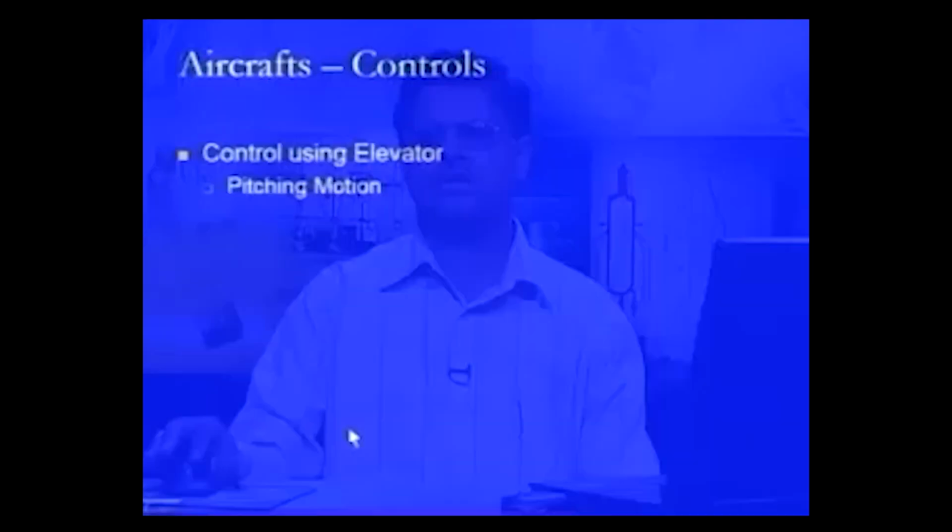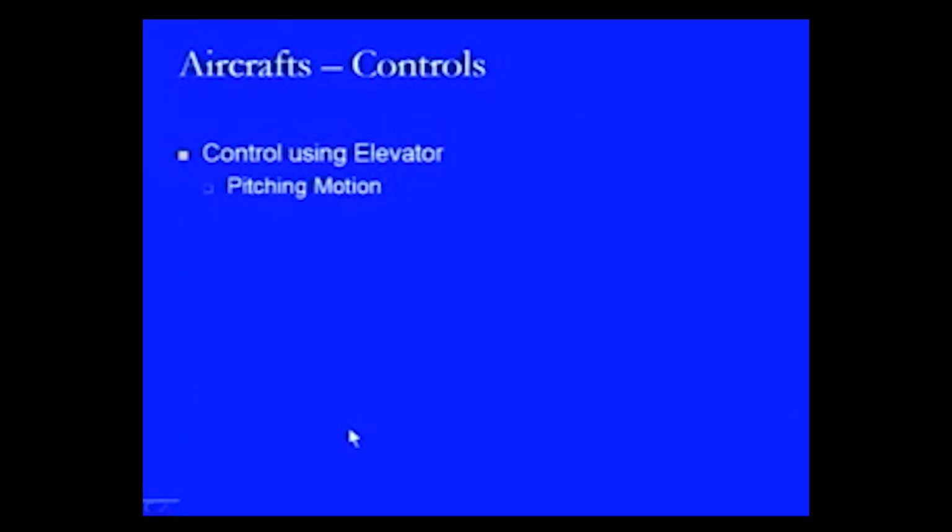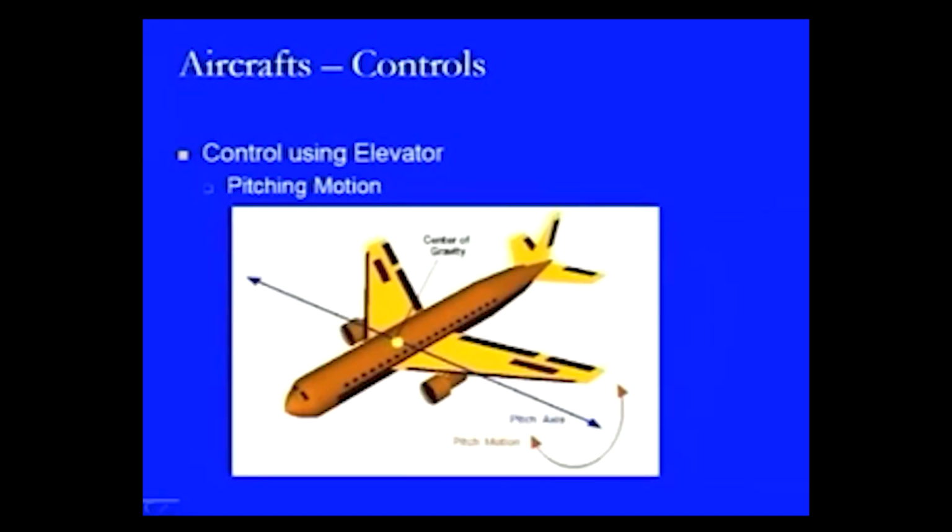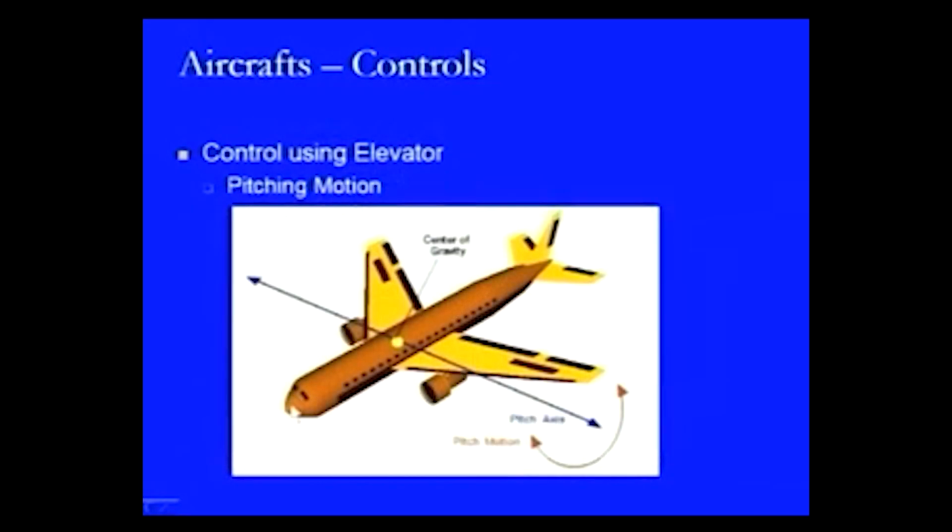Now, we come to another control. This control is using the elevators. Again, these elevators are provided at the tail of an aircraft, that is on the small wings which are provided at the tail of an aircraft, and these elevators help in controlling the pitching motion. And we have also discussed this pitching motion, which is related to the y axis or pitch axis, and the motion is nothing but either taking the aircraft upwards or bringing the aircraft downwards. So, that means the nose may go down or the nose may go up with respect to this axis.